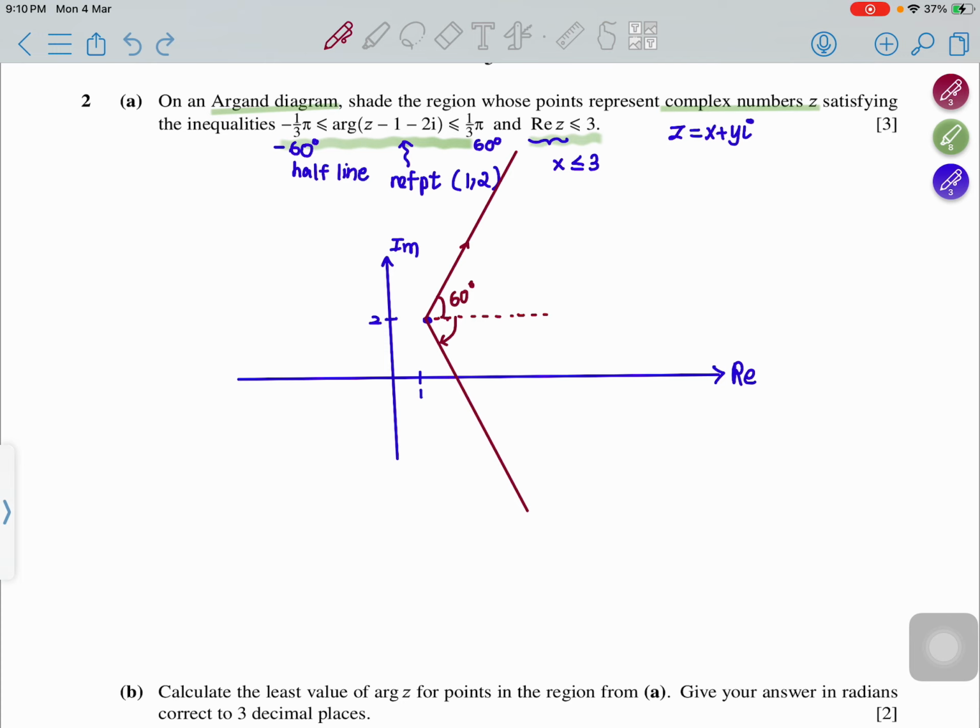Now next one, we need to draw the vertical line. So how do you draw x equal to 3? Go and plot where your 3 is. More or less, let's say this is 2 and 3 is going to be somewhere here. You draw a solid line, label x equals 3, and you are going to the left side. So where is the region? This is my region. Did they ask you to shade? Yes, they did ask you to shade, so you shade it accordingly.